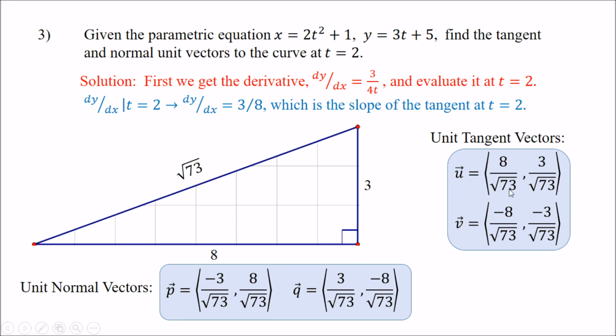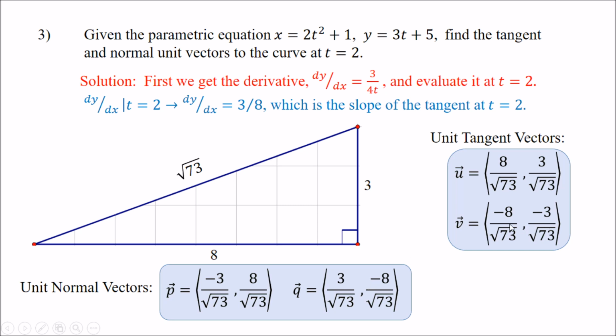Now, what I can also do is take vector u. I'm still interchanging the horizontal and the vertical components, but this time I'm leaving the 3 over the square root of 73 positive, and I'm choosing to negate the 8 over the square root of 73. So there's vector q.